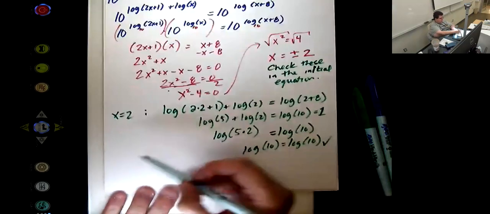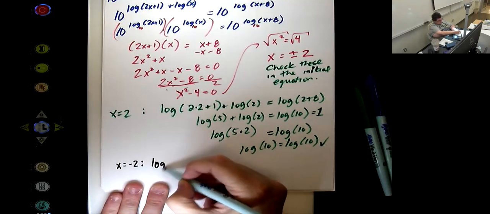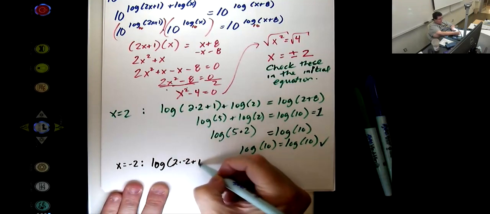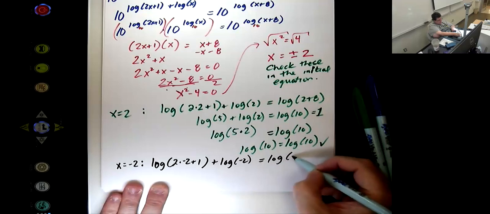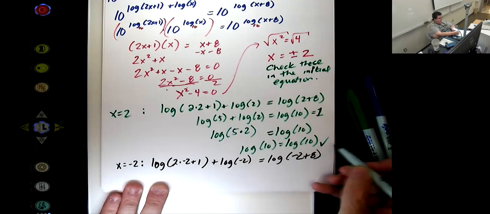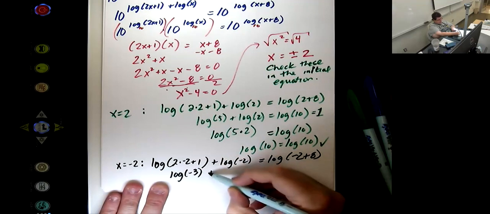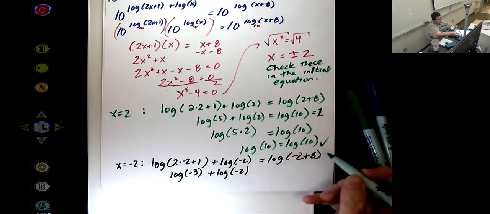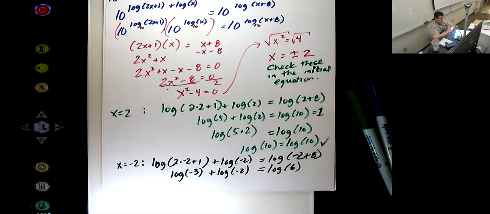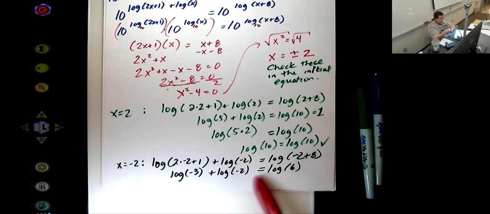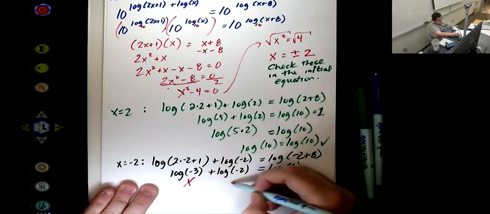We check x equals -2 though. I have log of 2 times -2 plus 1 plus log of -2 equals log of -2 plus 8. This gets us log of -3, and this is log of -2, equals log of 6. The problem is, if I multiply them together, I'm going to get a 6. But neither of these works.